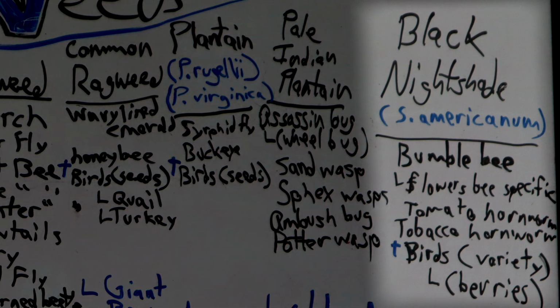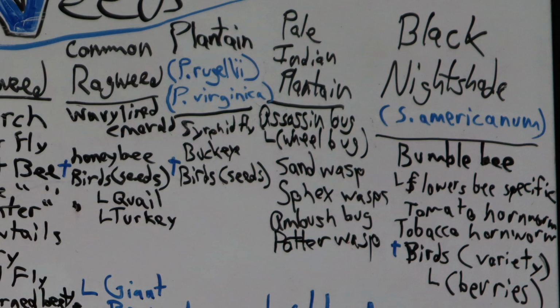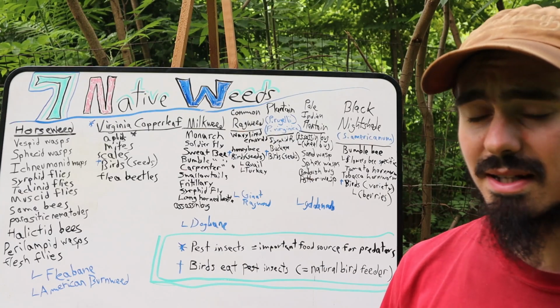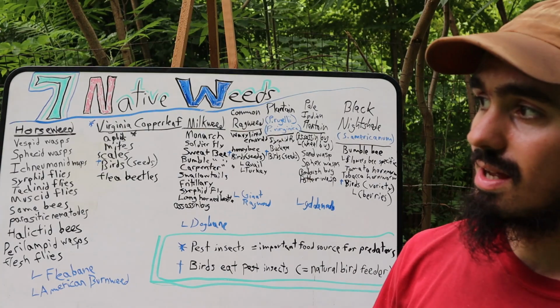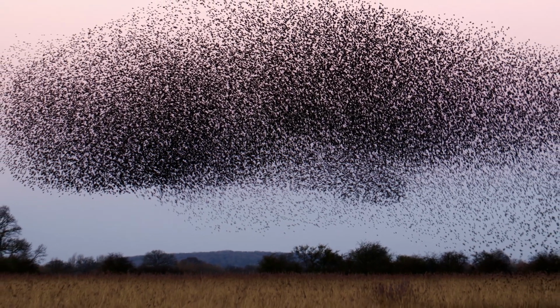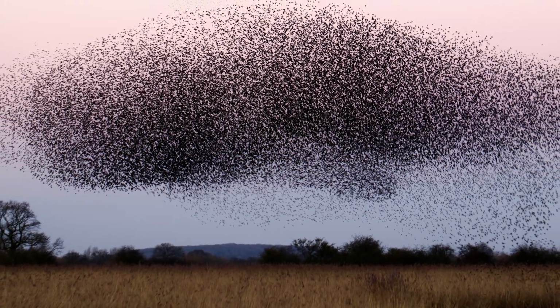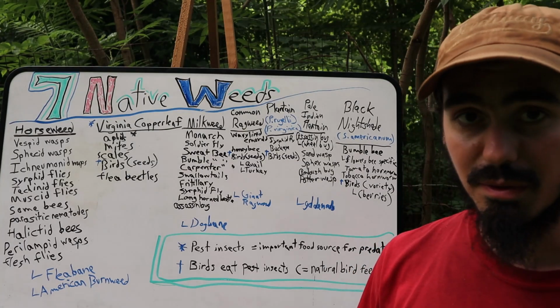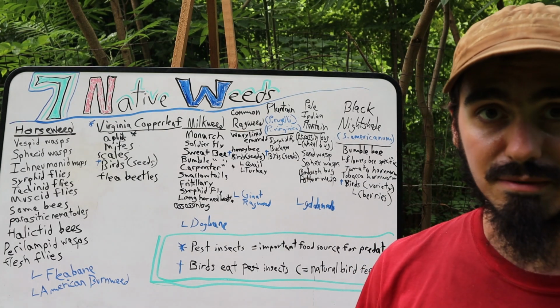At least to an extent, we may think of the tomato and tobacco hornworms as pests, but they are actually important in the ecology. So these will be eaten by birds or predatory insects as well. And then the black nightshade will also attract a very wide variety of birds, especially when the berries ripen up as well, because that's mainly what these birds will go after.